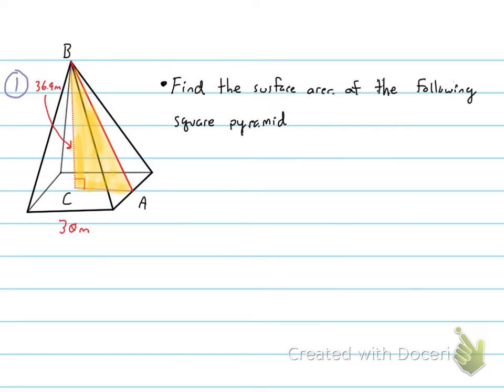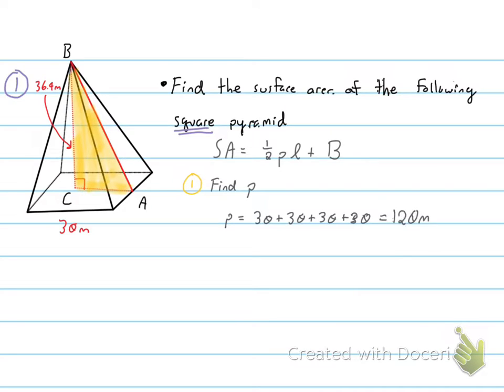So let's look at an example here. I want to find the surface area of the following square pyramid. So my base here is a square, and I've got my formula. First, let's find the perimeter. This is a square, so I know that all the sides have to be 30. So the perimeter is 30 plus 30, 4 times, and I get 120 meters.